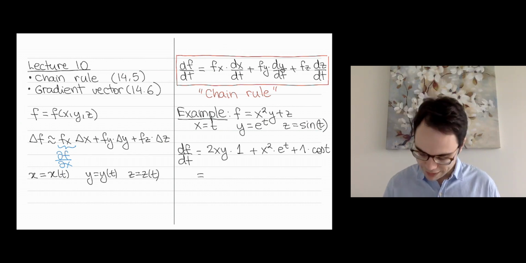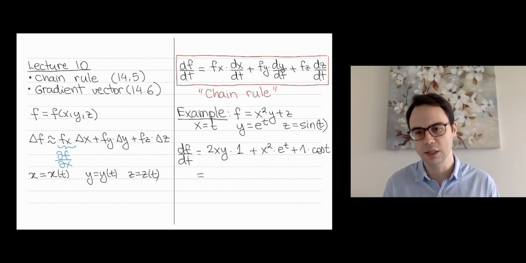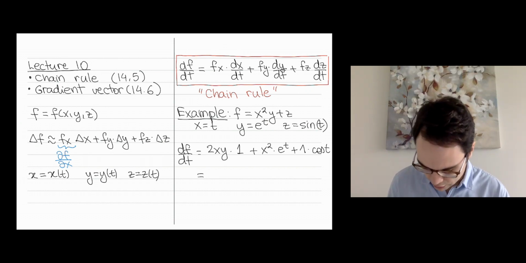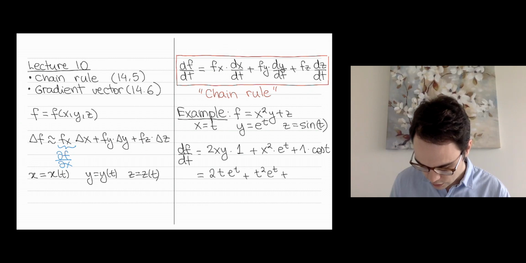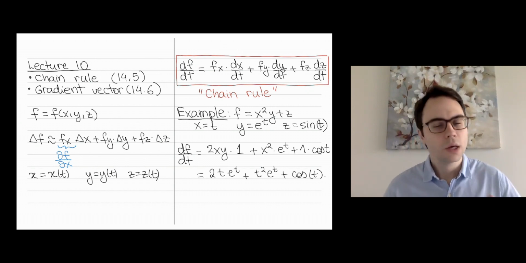Okay, so we're almost done to get this derivative. I think it's preferable to have the answer either in terms of just x, y, and z, which in this case is not possible, or in terms of just t. So let's write everything in terms of t. I'm going to get 2 times x times y, that's t e to the t, plus x squared times e to the t, so that's t squared e to the t, plus cosine t. Okay, so there you go.